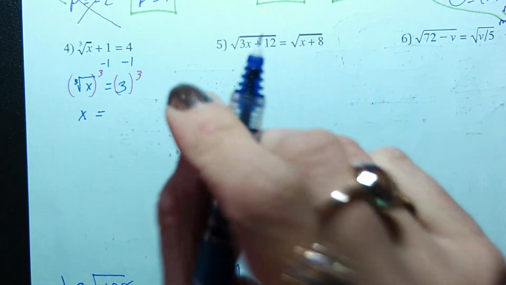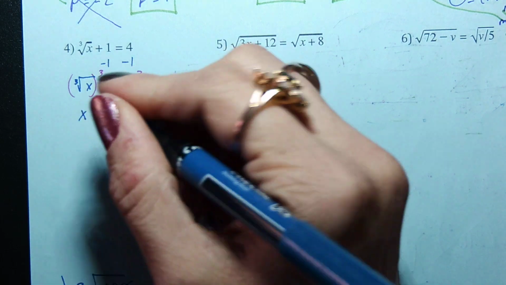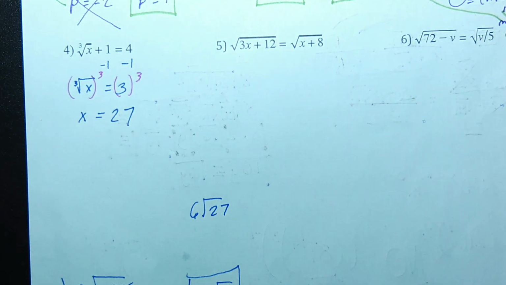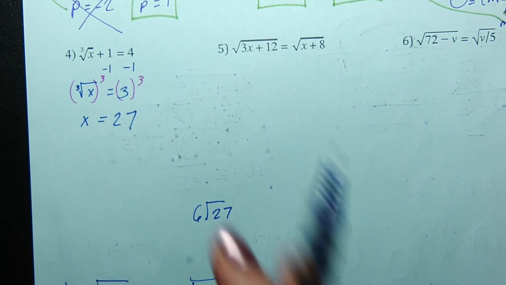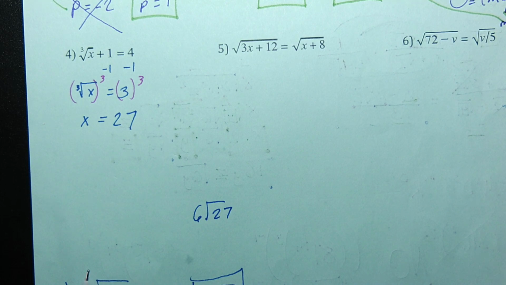And x equals 9? No. 27. So remember, folks, to be careful about that because it's really easy to make that little mistake. Plugging back in, the cube root of 27 is 3. 3 plus 1 is 4. Boom. x equals 27 is indeed our correct answer.